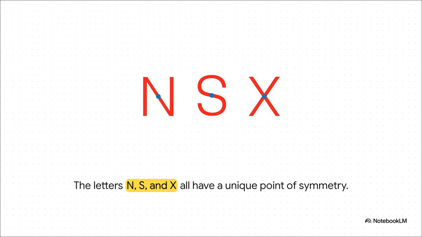Okay, ready for the answers? The letters with point symmetry are N, S, and X. Each of these has a special center point, which you can see marked with a blue dot. If you stuck a pin right there and spun the letter halfway around, it would land perfectly on top of its original outline. M and P, on the other hand, just wouldn't work.